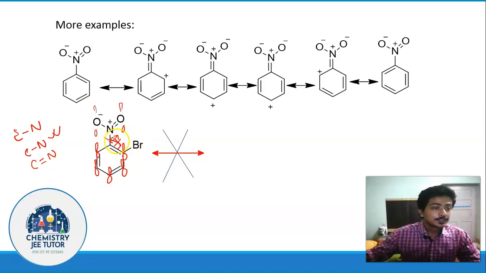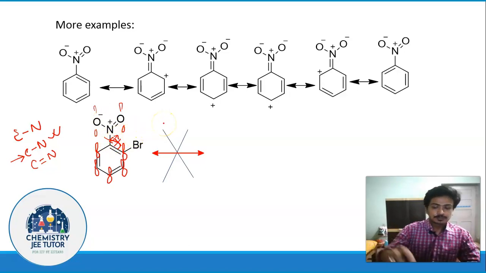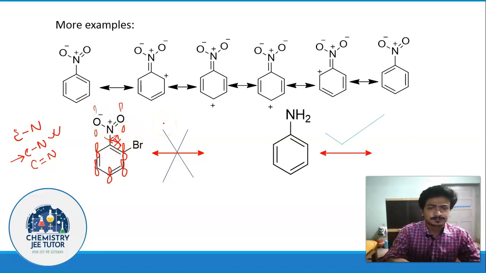That's why we are not going to get any double bond character over here, and that's why a pure C single bond N nature is going to be observed in this case of bromo substituted nitrobenzene. So now let us look into some other examples as well.